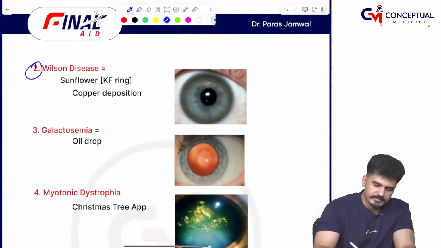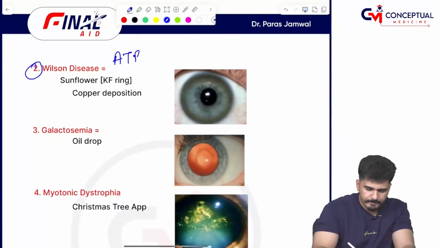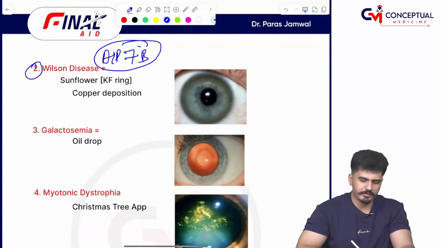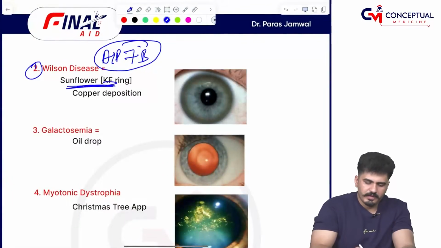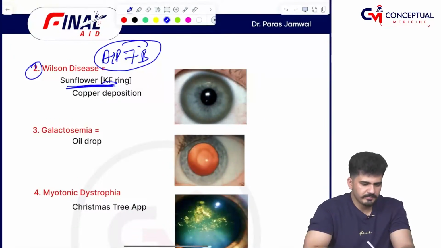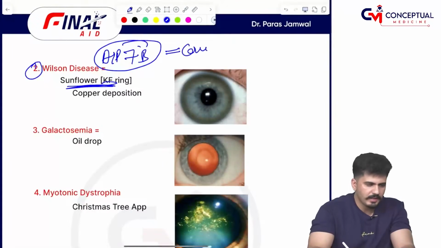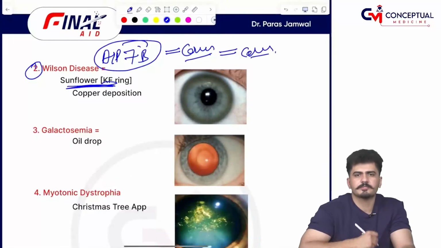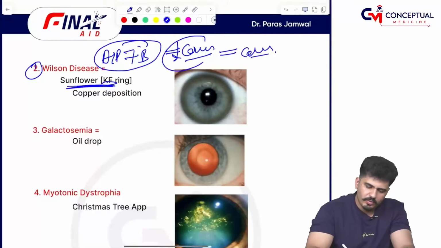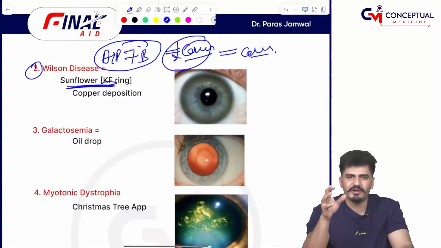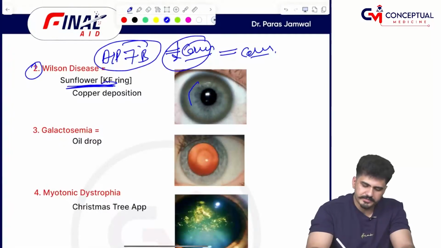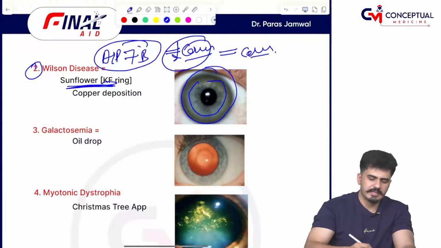Wilson's disease. The ATP7B gene is involved, B for Wilson. Sunflower-like appearance. There is a deficiency of ceruloplasmin, and ceruloplasmin is a copper transporter. If ceruloplasmin is absent, copper will deposit in different parts of the body, and if it deposits in the eye, you will have a Kayser-Fleischer ring, a sunflower type of appearance.